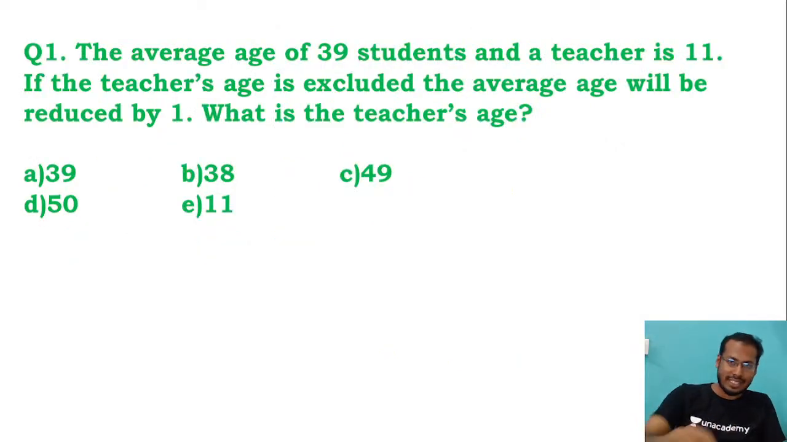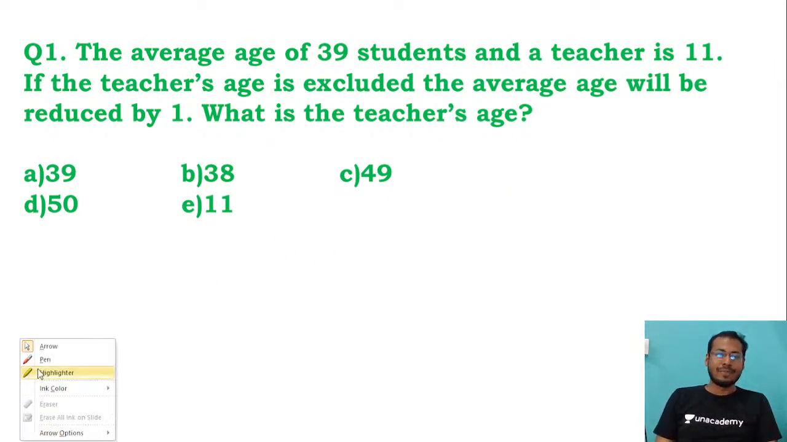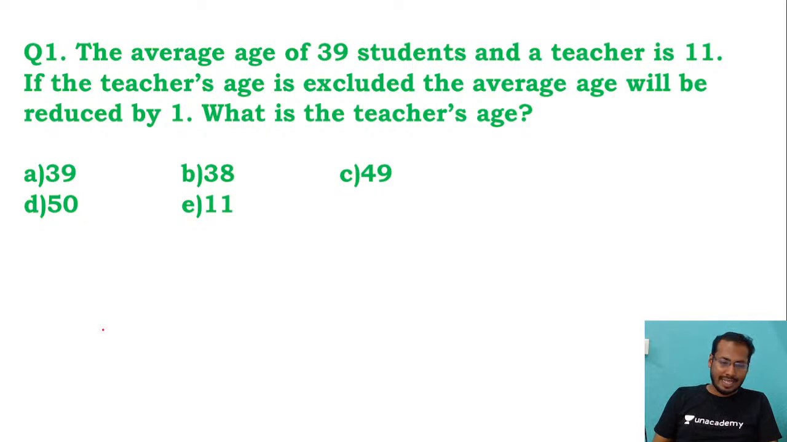Let's see some questions. Okay, just look at this question. I will explain with an easy way how to get the answer for this. Okay, the average age of 39 students and a teacher is 11. If the teacher's age is excluded, the average age will be reduced by 1. What is the teacher's age? So now I'm going to explain this question in 2 different ways. One is the shortcut, another one is the traditional method. Okay, the traditional method is only a single equation.